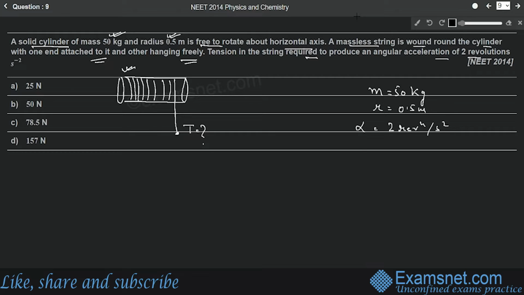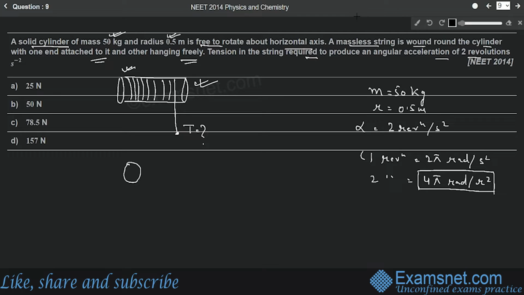So we know that one revolution is equal to 2 pi radian. So 2 revolutions per second square will be equal to 2 into 2 pi, that means 4 pi radian per second square. Okay, so this is the angular acceleration. Now if we look at this cylinder from this side, it will look like this. This is the radius R and this is the hanging string. From any one of the sides, it will look something like this. So we have to find out the tension, right?